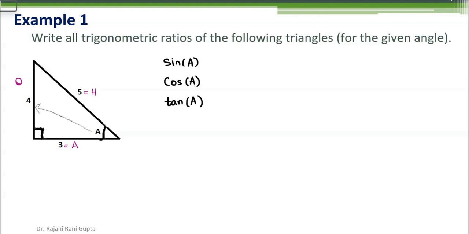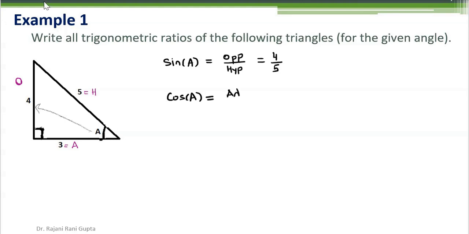Sine of theta, based on the rule, is opposite side over hypotenuse. What is the measurement of the opposite side? It is 4. The measurement of the hypotenuse is 5. So you have your sine of theta. Similarly, you can find cosine of the angle, cosine of A.